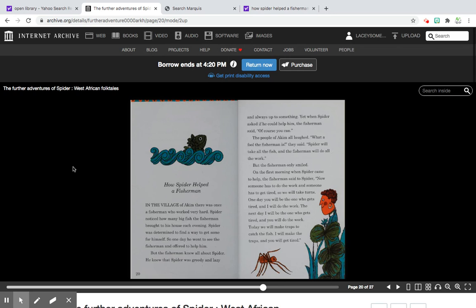How Spider Helped a Fisherman. In the village of Akeem, there was once a fisherman who worked very hard. Spider noticed how many big fish the fisherman brought to his house each evening. Spider was determined to find a way to get some for himself. So one day, he went to see the fisherman and offered to help him. But the fisherman knew all about Spider, and he knew Spider was greedy and lazy and always up to something.